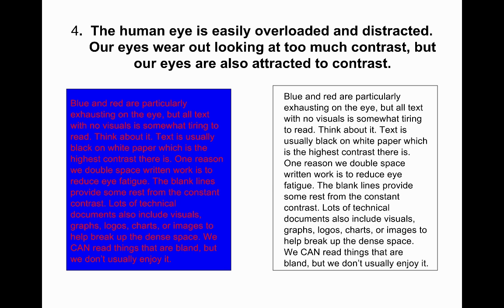The human eye is very easily overloaded and distracted, and our eyes wear out looking at too much contrast. Obviously, it's high contrast when you have black on white, but the highest level of visual contrast that is extremely hard on our eyes to look at is red text on a blue background. You can see that this is the exact same text on the left and the right, but probably you're already wincing having to try and read the blue and red text together.